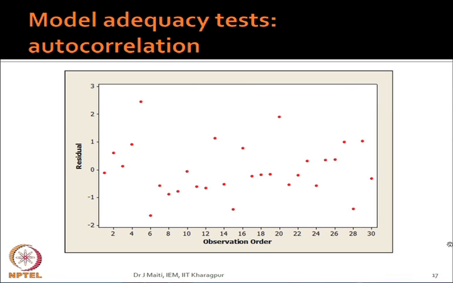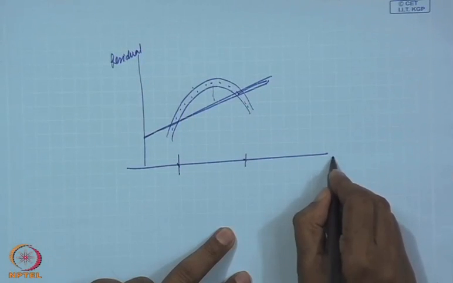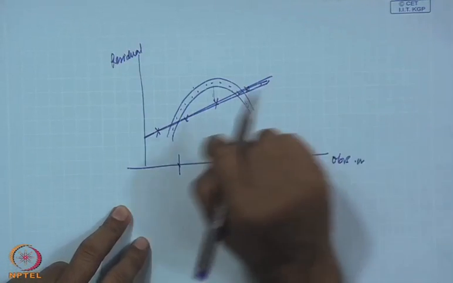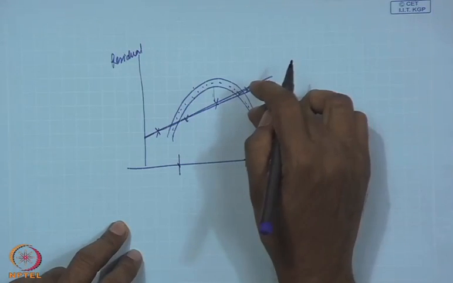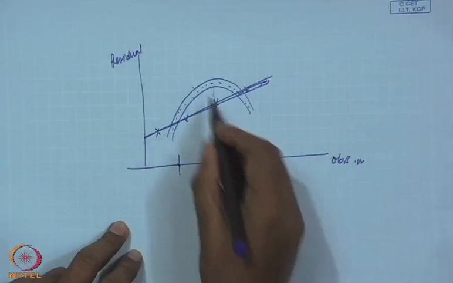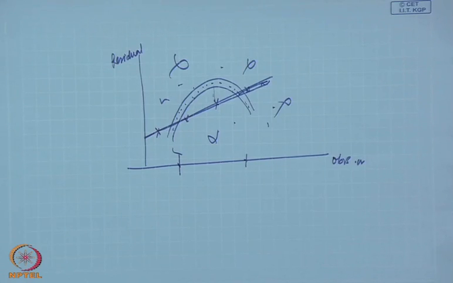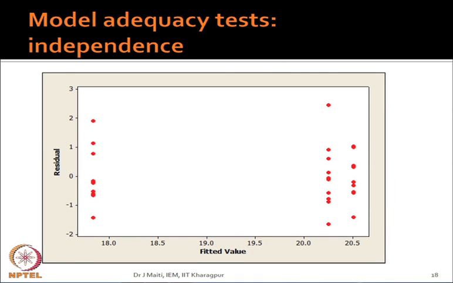If there is correlation, then what will happen? Suppose this side is the residual and this side is your observation order. If your values are like this, then they are correlated. Even if values come like this, they are also correlated, but a non-linear relation is there. This should not happen. It should be something like this, where nobody knows where it will be. So, this says that our data is independent. Then this was autocorrelation, and then we will go for the independence test.